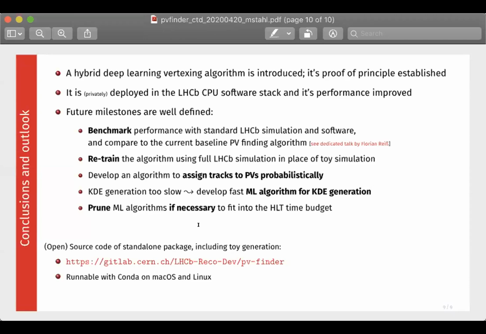The PV finding algorithm is open source as a standalone package, including toy generation. You can find the link here if you want to try it out, and it's runnable with a Conda environment. Thanks for your attention.